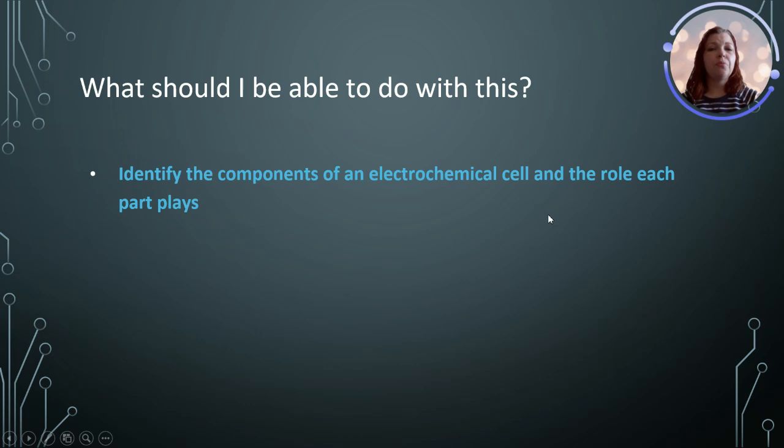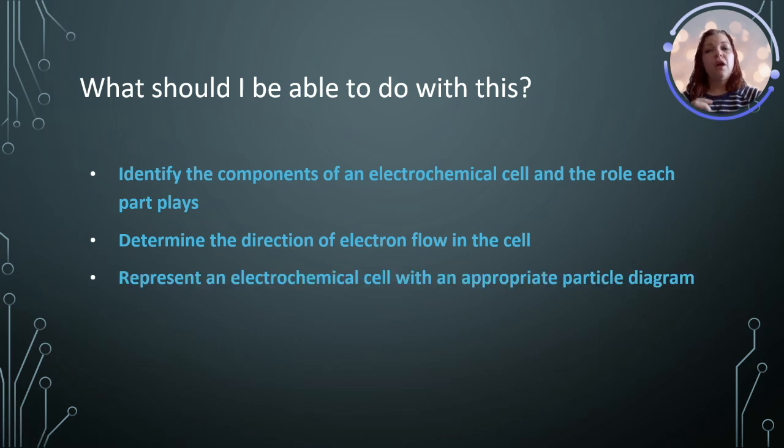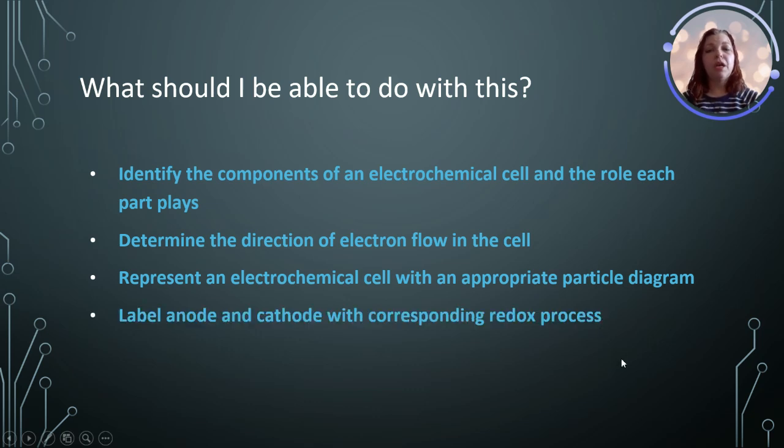So what should you be able to do with this? First of all, identify the components of an electrochemical cell and the role each part plays. Determine the direction of electron flow in the cell based on if it's galvanic or if it is electrolytic. Represent an electrochemical cell with an appropriate particle diagram like we looked at on that particular slide. Label anode and cathode with a corresponding redox reaction. One thing I do want to say is galvanic and voltaic cells are the same. It's just a different term for the same thing.